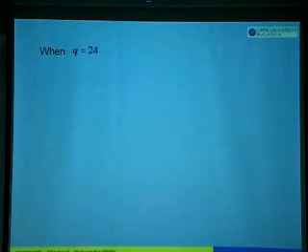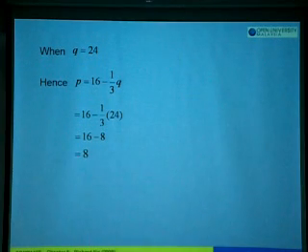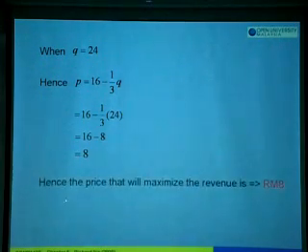Okay? So when Q is equal to 24, substitute this back into the revenue function. We have P equals to 16 minus 1 over 3Q. So P equals to 8. Therefore the price that will maximize the revenue will be equal to 8 ringgit. Okay?